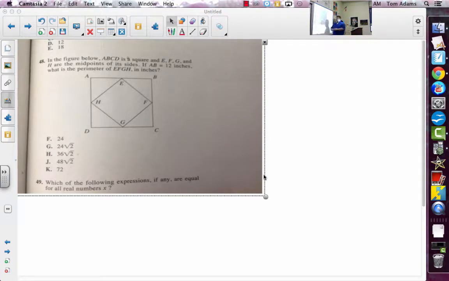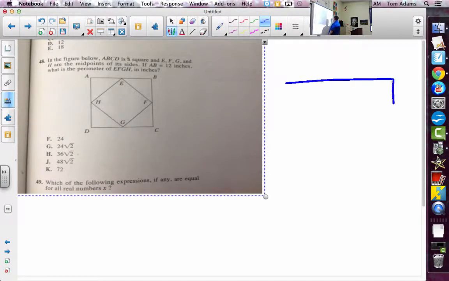For 48, it says in the figure below, ABCD is a square, and E, F, G, and H are the midpoints of its sides, where AB is 12 inches. Let me draw it over to the side because you may not see it as clearly.